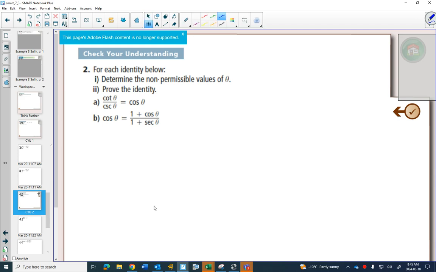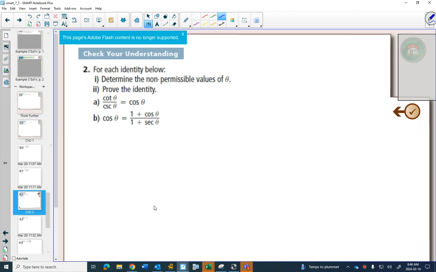So we'll find out. It says determine the non-permissible values. So we have to find out where it's undefined. Just like on our quiz, you had questions to say where things are defined and undefined. In mathematics, you're not allowed to divide by 0, and you're not allowed to square root a negative number. In these questions, we just have fractions. So the only thing you're going to have to check for non-permissible values is, are there any places where you might divide by 0? And then it says to prove.